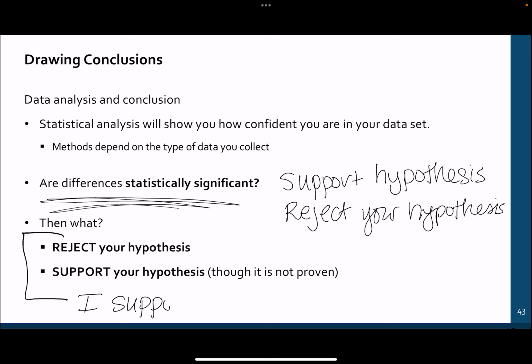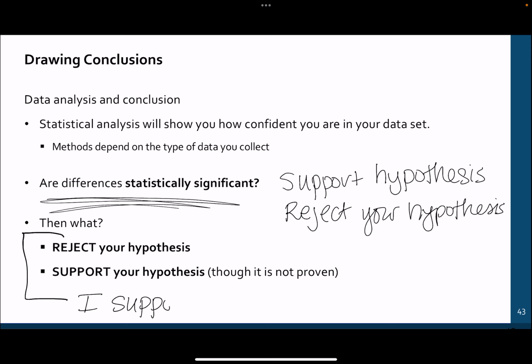Now, it's also appropriate to talk about some other things in your conclusion. And for our class, in our labs, we'll ask you to do certain things. Sometimes we'll just ask you for a statement: did you support or reject your hypothesis? Other times we're going to ask for a little bit more analysis and application. And all of these questions are appropriate for your data analysis. So what did you learn? Did you find anything interesting or significant in your experiment?